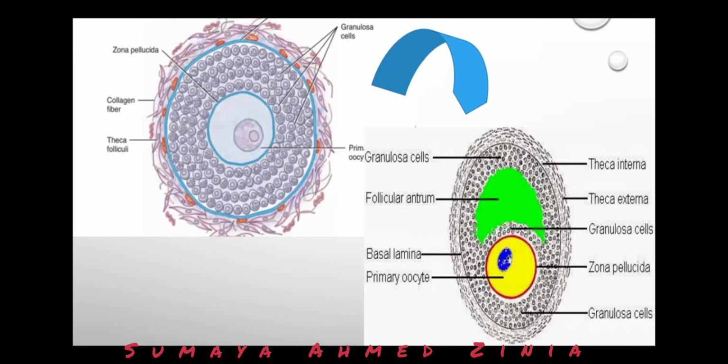The cells of theca interna possess ultrastructural characteristics with numerous mitochondria, smooth endoplasmic reticulum, and lipid droplets, which are essential for synthesis of steroid hormones.